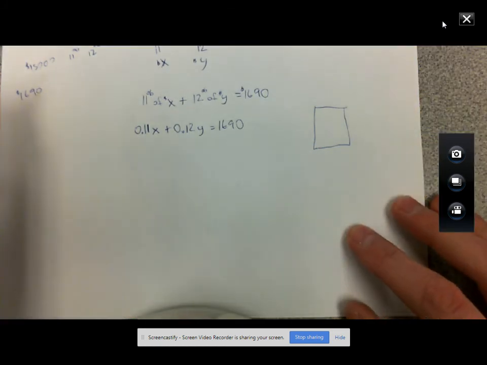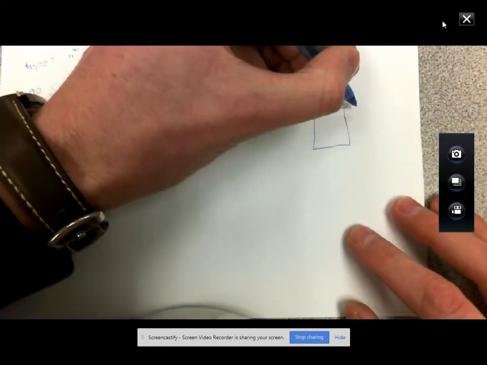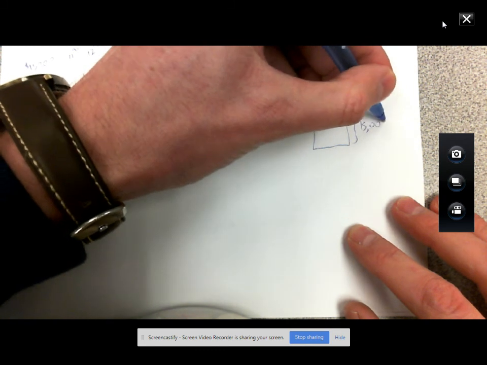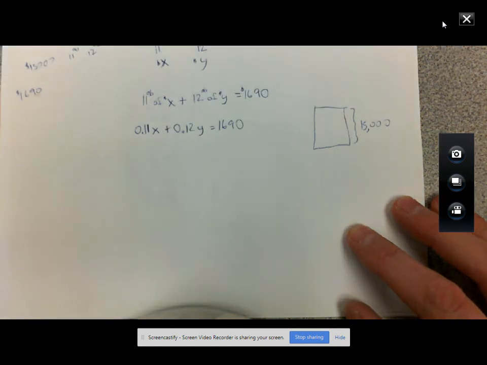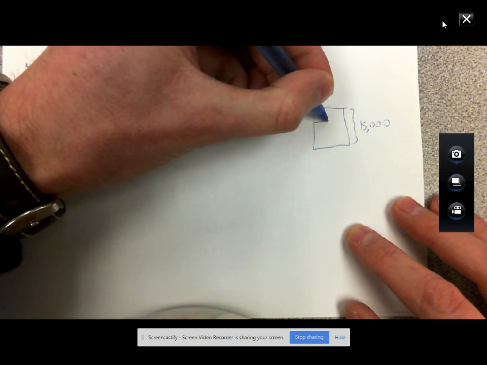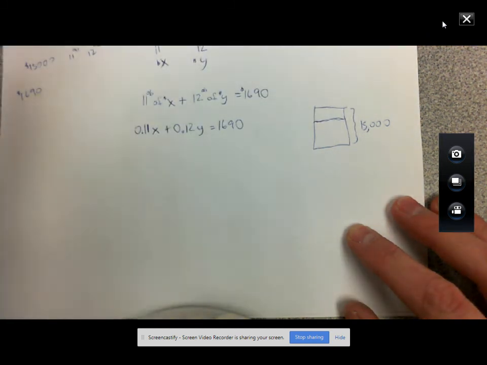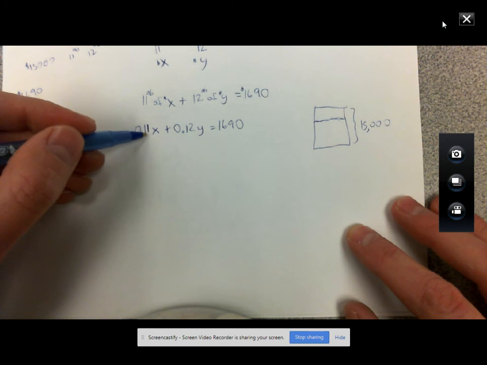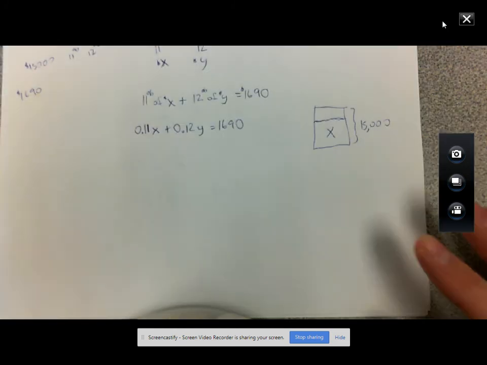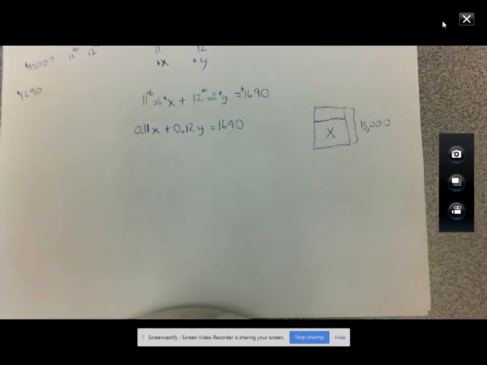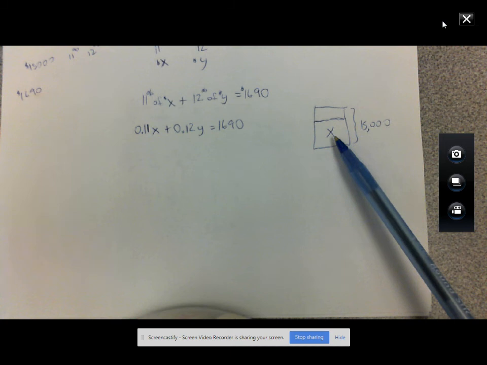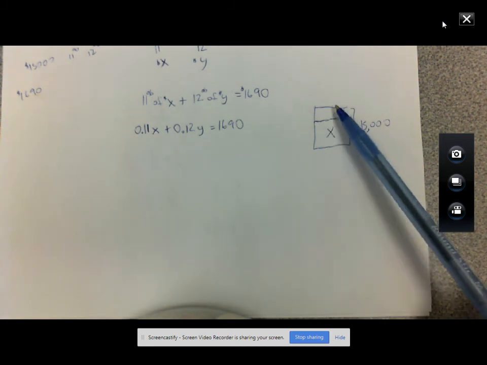In that barrel, there's $15,000 total. I'm going to take some amount. So that's not halfway, it's not a third, it's just some amount of that money. And I'm going to put it in this first account here, 11%. So this is my X. The rest of it then is going in the other bank, that'd be Y. So I put this much in this account here. The remainder, whatever is left, is going in the other account.